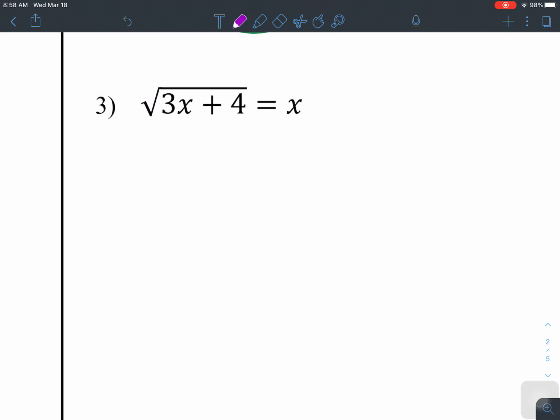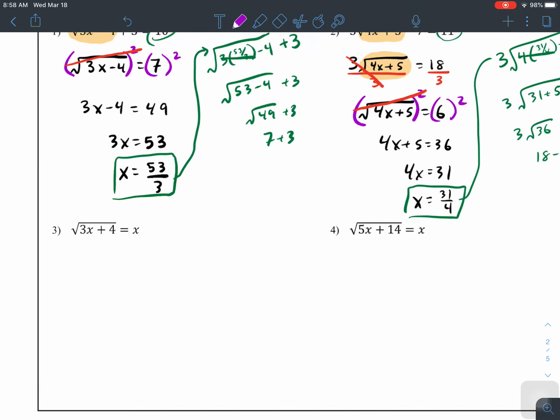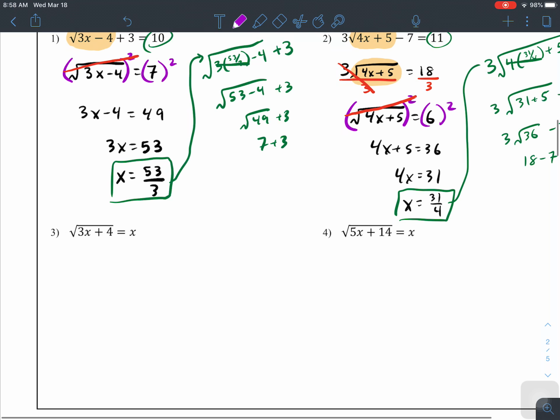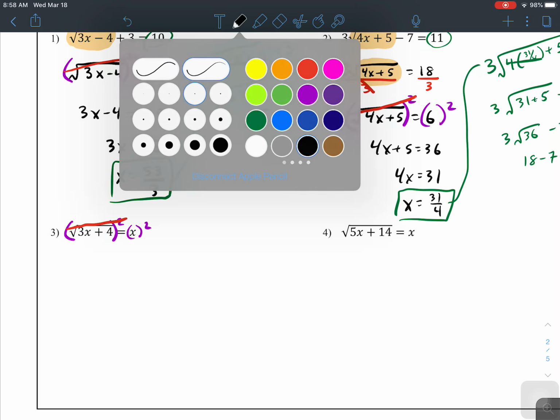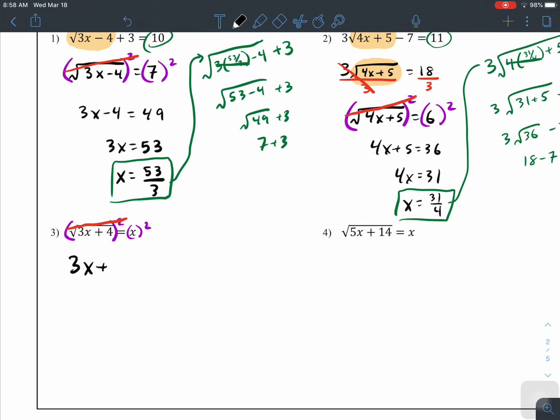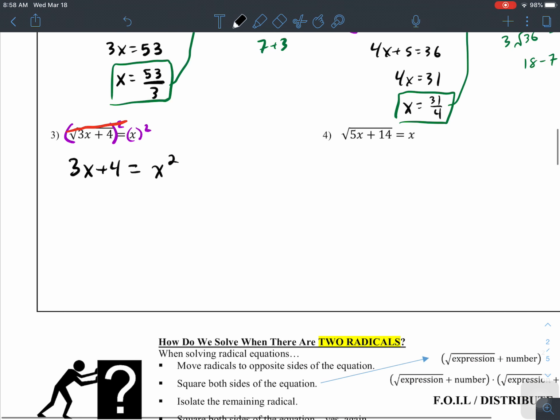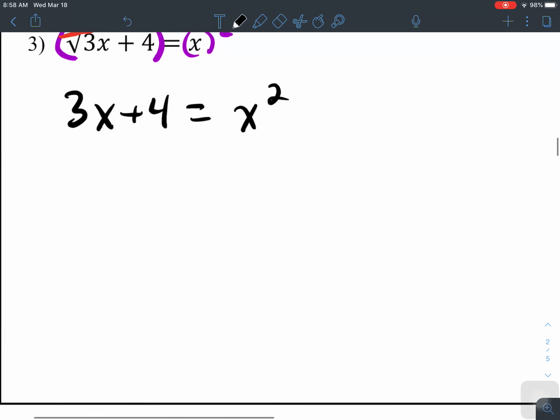So I wonder if we apply the same concept as above. Is the radical isolated? Yes, it is. So I put a parenthesis on the left side and square it, put a parenthesis on the right side and square it. And let's just see what happens. The square and square root cancel each other out. I get 3x plus 4 equals, well, I don't know what x is, so I'm just going to write it as x squared.